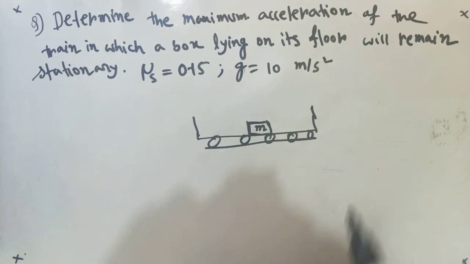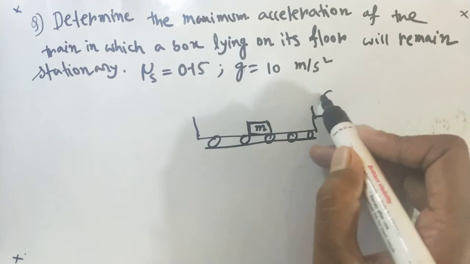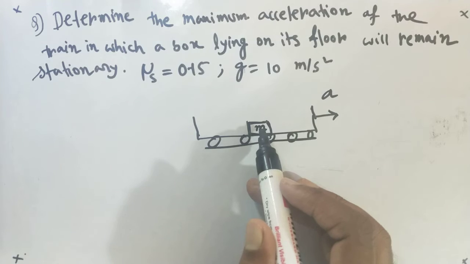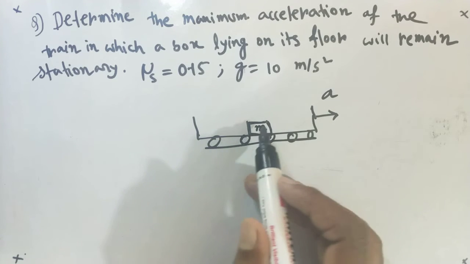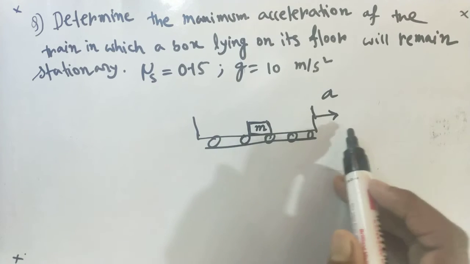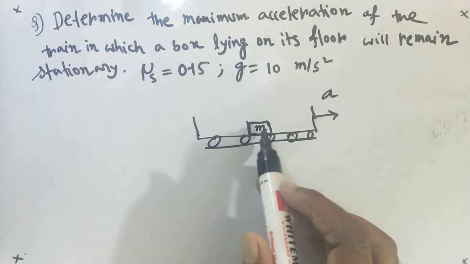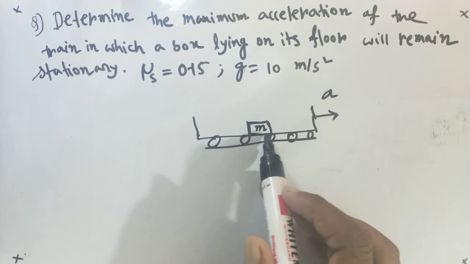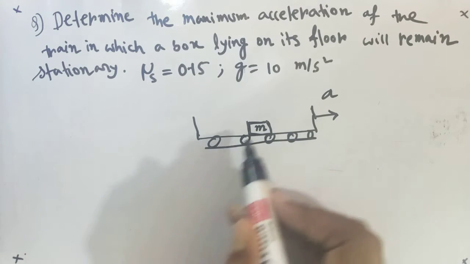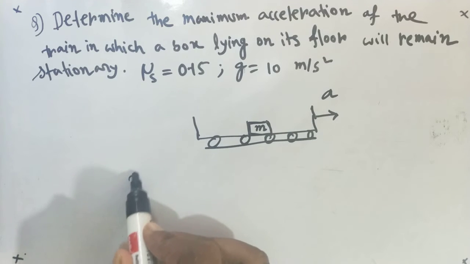Now when the train is moving along this direction with an acceleration a, what will happen? The block wants to move backward. When the train is in motion along the forward direction, at that time the block wants to slip in the backward direction. So let me see it separately with a free body diagram.